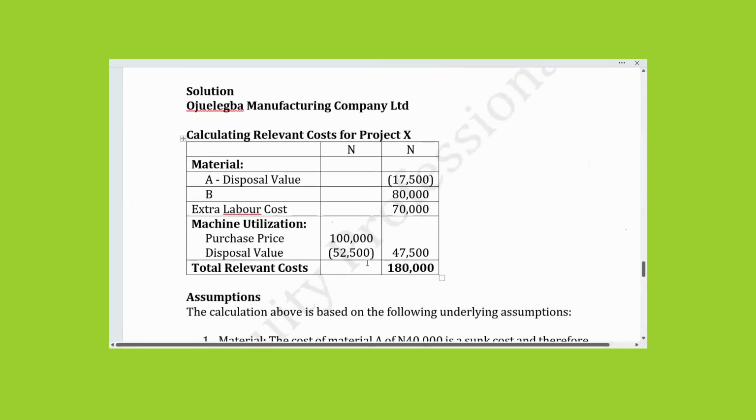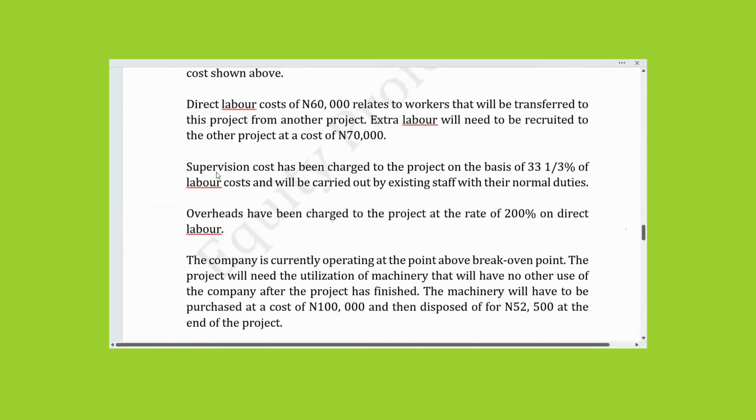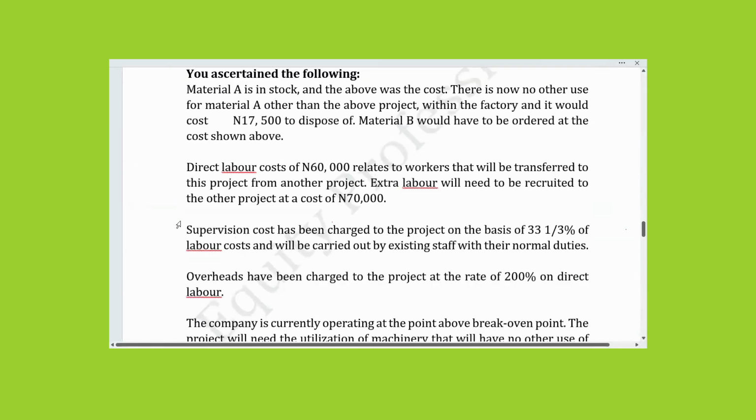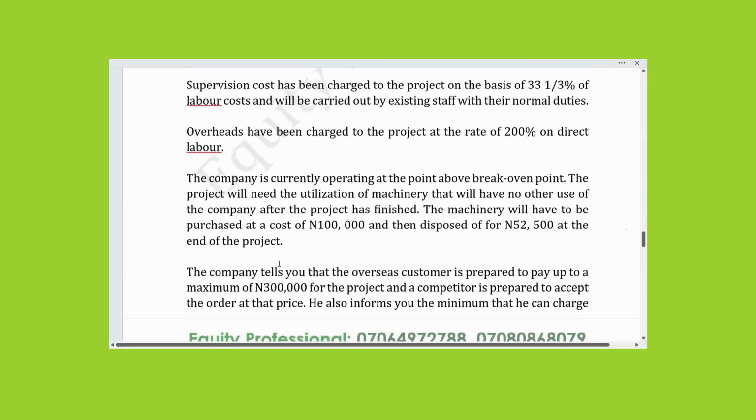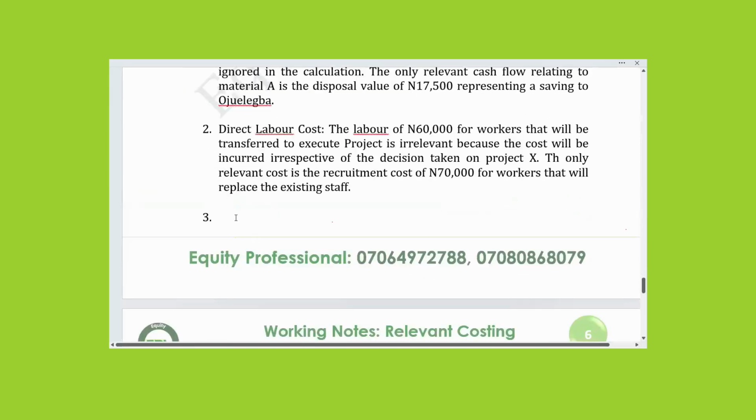Number 3. We go back again. You are going to be picking additional information by additional information. The third additional information is supervision. So what assumption did you make here? Supervision cost has been charged to the project on the basis of 33 1/3 of labor cost and will be carried out by assisting staff with their normal duty. And we said the supervision cost is 20,000 naira. So I will then come here, supervision.